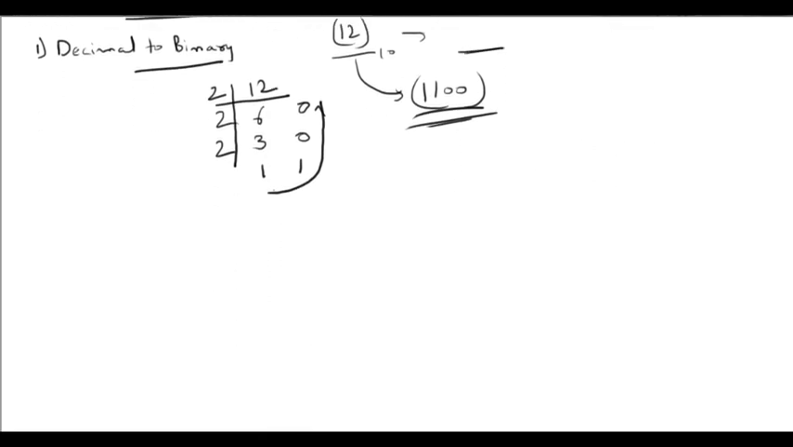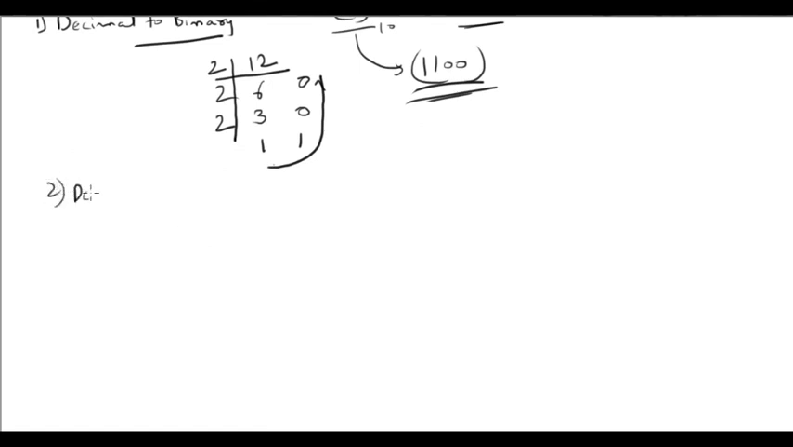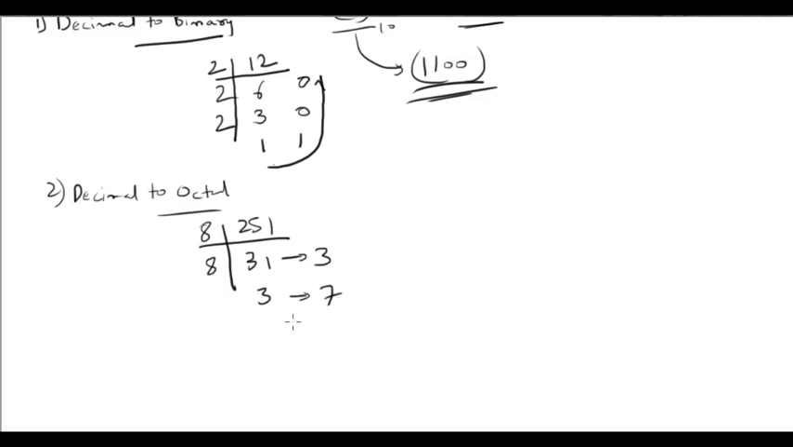Now we will see decimal to octal. Decimal to octal. Now I am converting 251, which is a decimal number, into octal. If I divide it by 8, we will get 31, and the remainder will be 3. And after dividing it by 8, 8 3s are 24, we will get 3 as the quotient, and we will get 7 as the remainder. Therefore, we can write 251 in decimal as 373 in octal. This is how we can convert decimal to octal number.